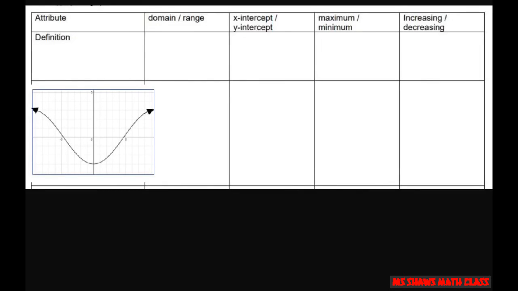Everyone. We're going to talk about attributes of functions, and we're looking at the graph. So when we're looking at domain and range, for the domain, we're looking at the x values. And since you can see this arrow continues on and on, that means for your domain, that's going to be all real numbers. So we're going from negative infinity to infinity.